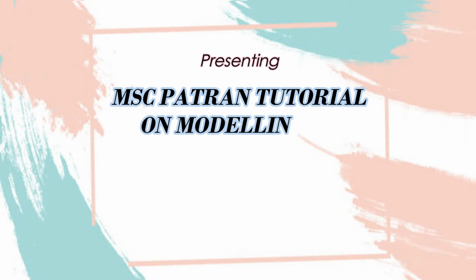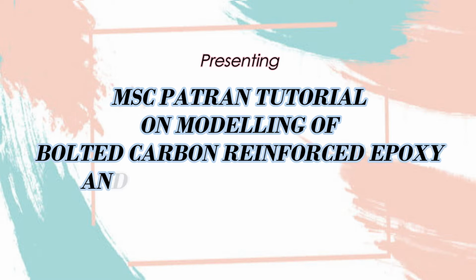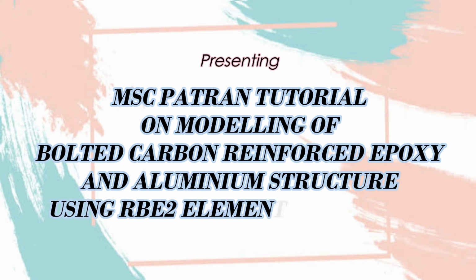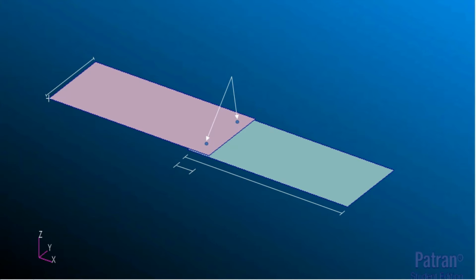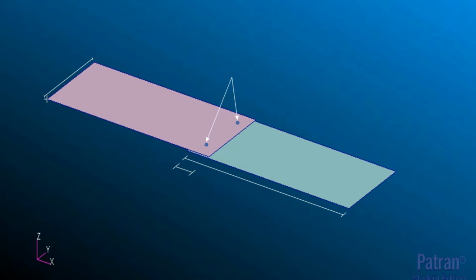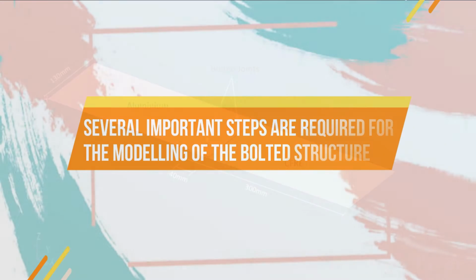This tutorial video presents how to model bolted joints of carbon fiber reinforced epoxy and an aluminium structure using RBE2 element connectors. In this study, the bolted structure is organized into two components, which are aluminium for the upper part and carbon fiber reinforced epoxy for the lower part of the structure. The dimension for both plates is 130 mm by 300 mm with a thickness of 2 mm. Several important steps are required for the modeling of the bolted structure.